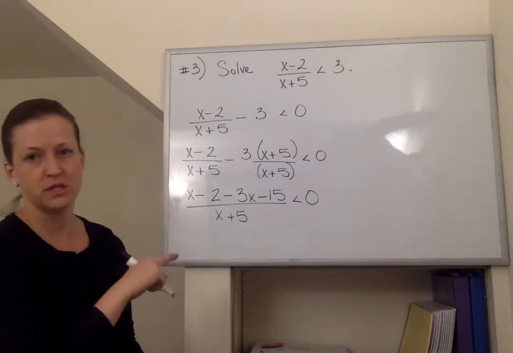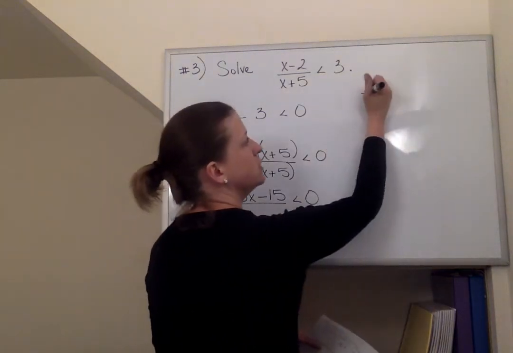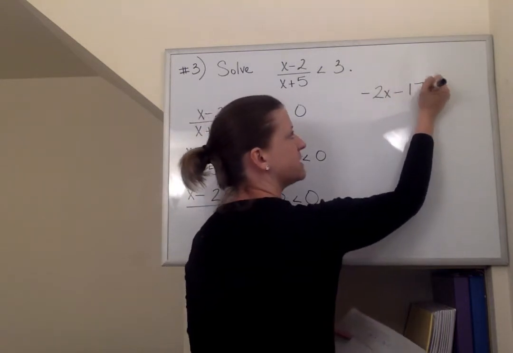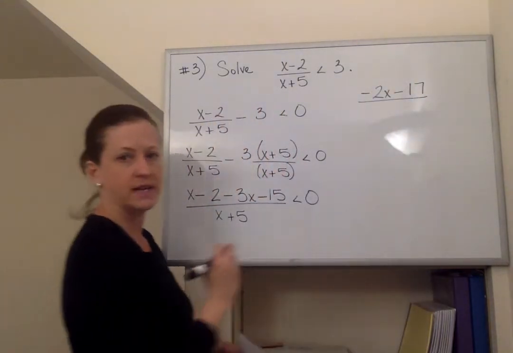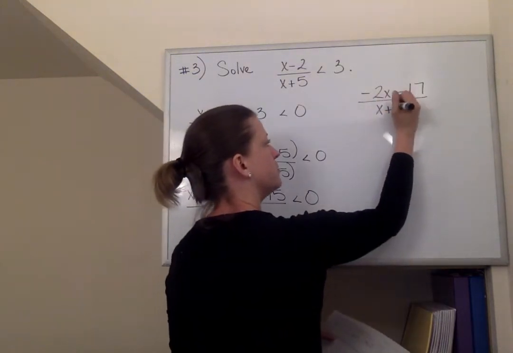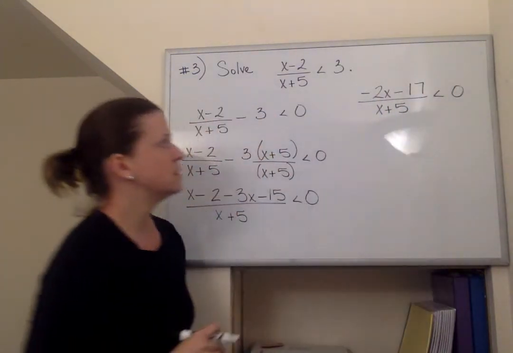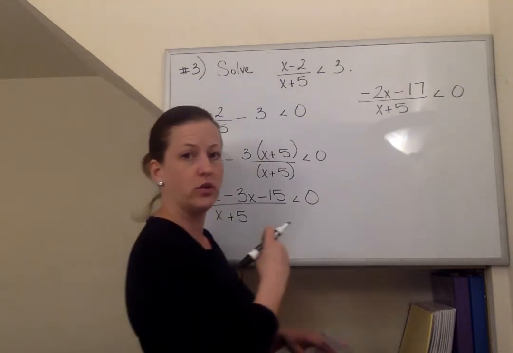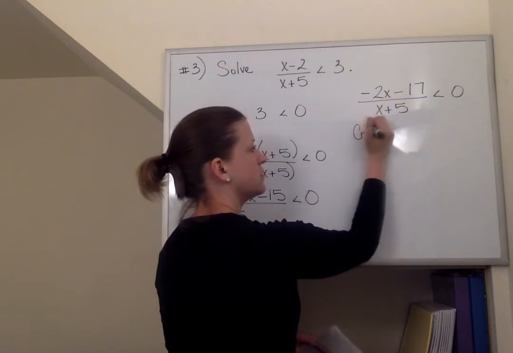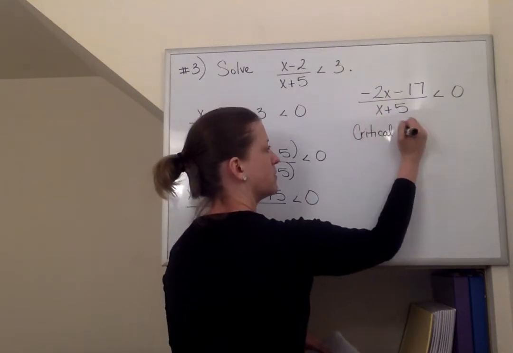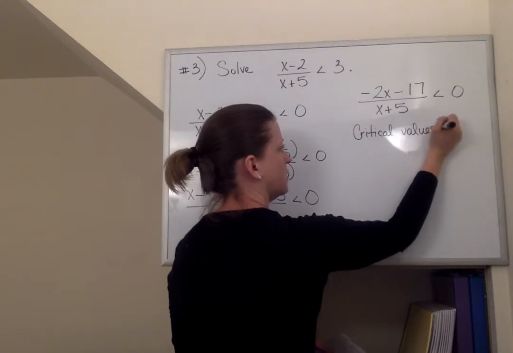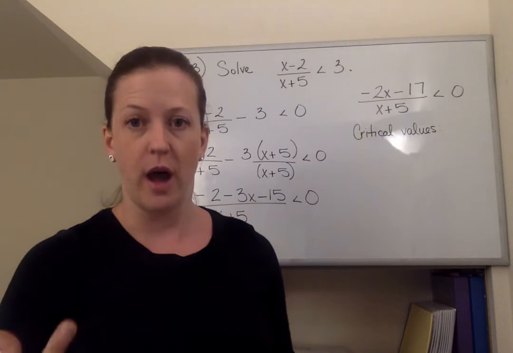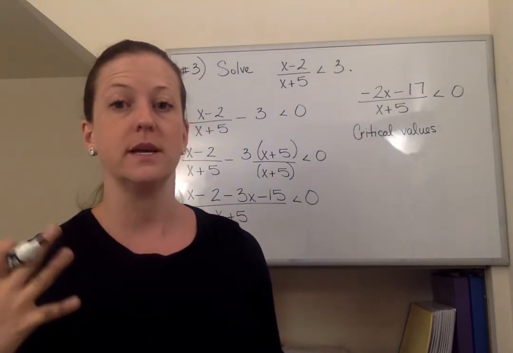Okay, which simplifies to be negative 2x minus 17 over x plus 5 is less than 0. So then what we do is we find what are called critical values. So we're looking for what values is something critical happening. Where is something significant happening?